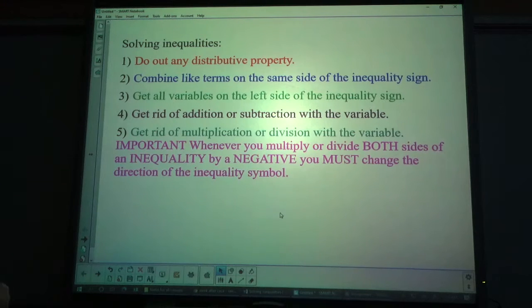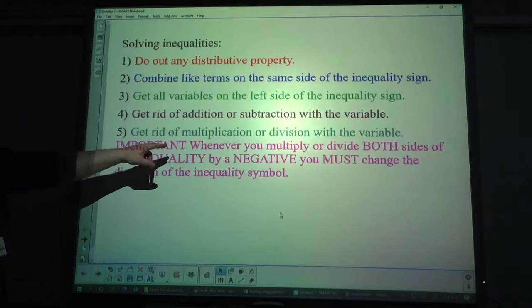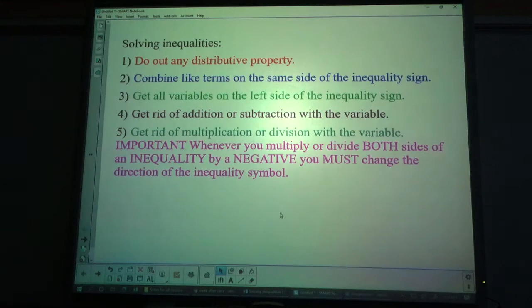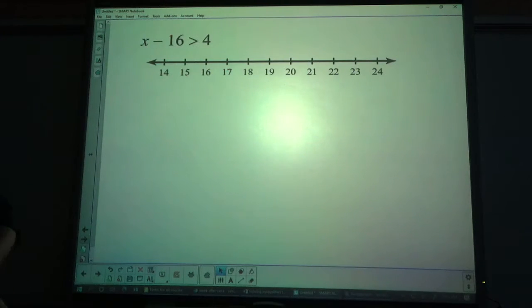And step five, get rid of multiplication or division with the variable, with the caveat that whenever you multiply or divide both sides of an inequality by a negative number, you must change the direction of the inequality symbol. Okay, so here's our first example.